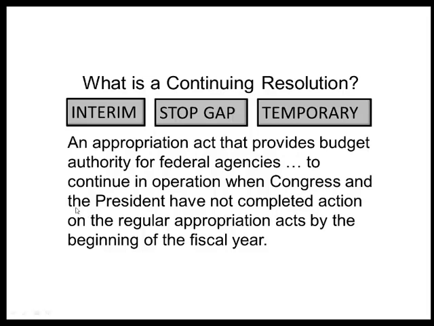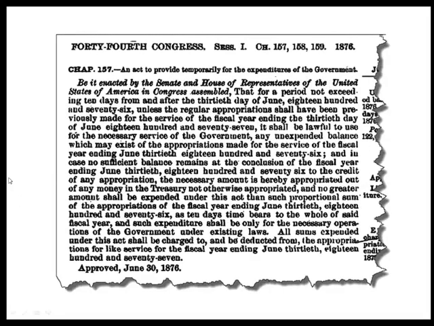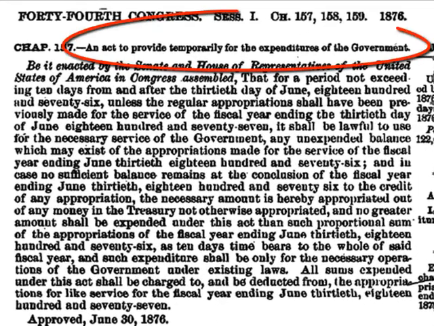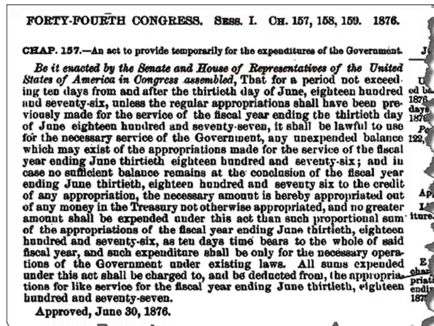Before we get into the components of a continuing resolution, let's first review a bit of the history. Here's a look at what was purported to be the first continuing resolution, an act to provide temporarily for the expenditures of the government, that was passed in 1876.